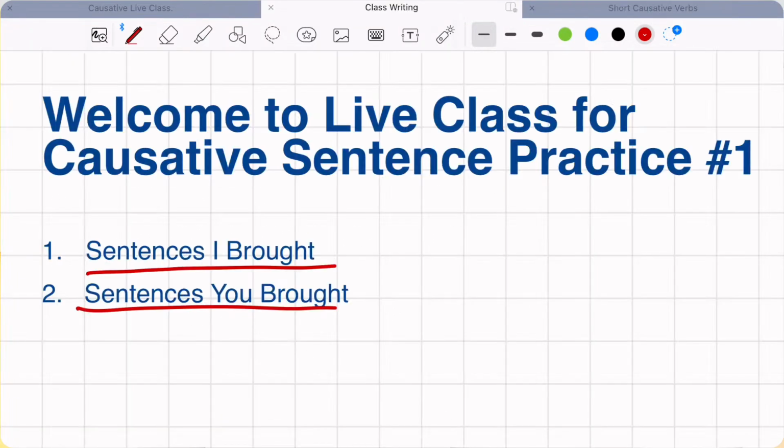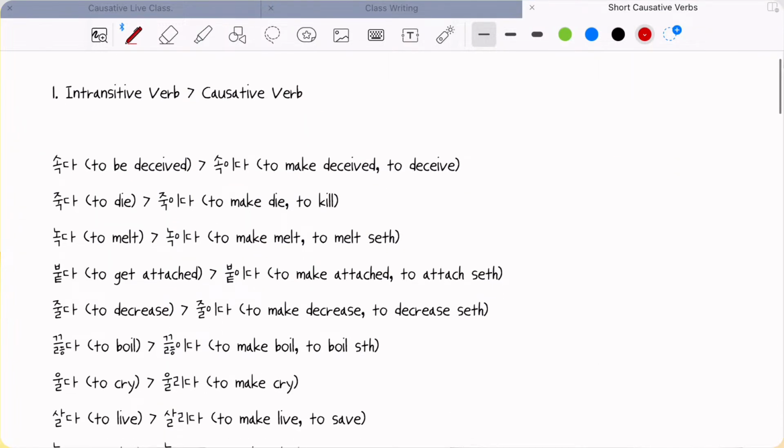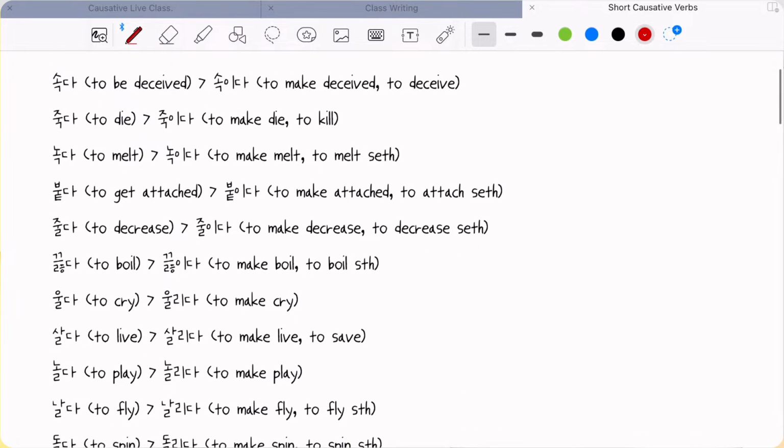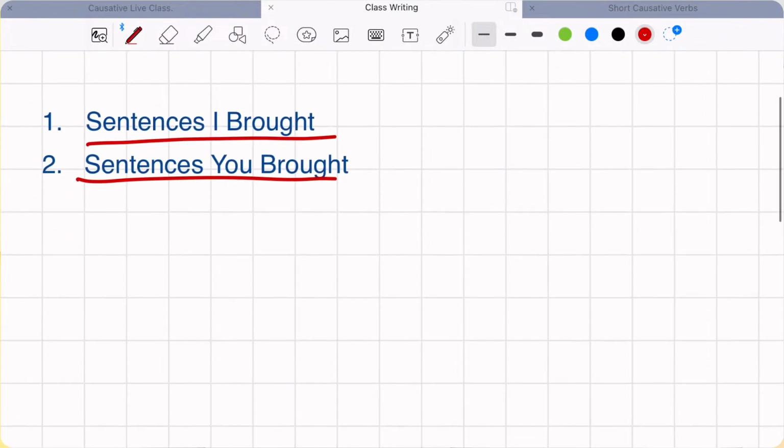So would you guys kindly share the sentences that you wrote using these causative verbs? It could be any sentence that you made using one of these verbs. So I look forward to reading your sentences, guys. So let's start the second part. I will be waiting for you guys to share your own sentences.